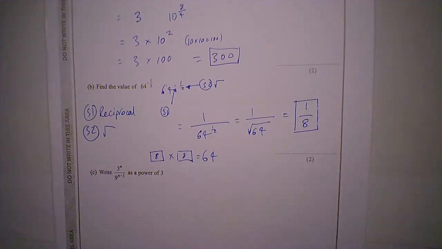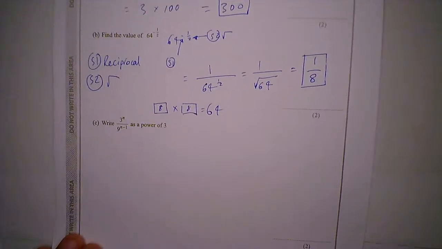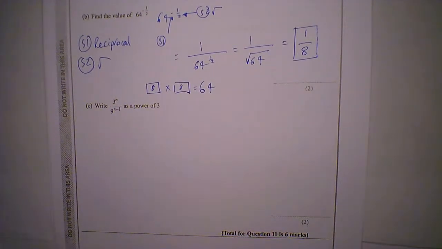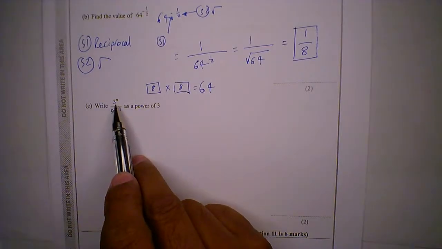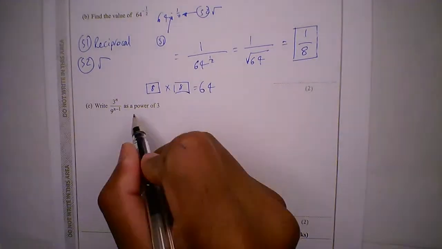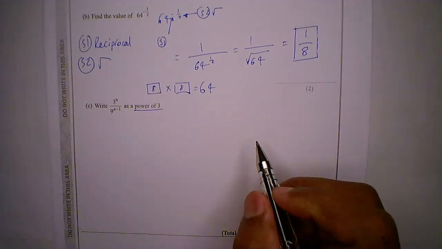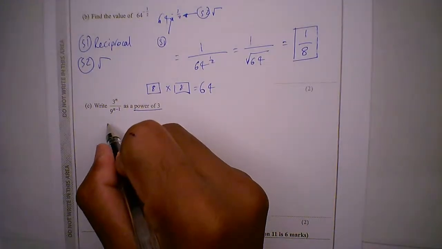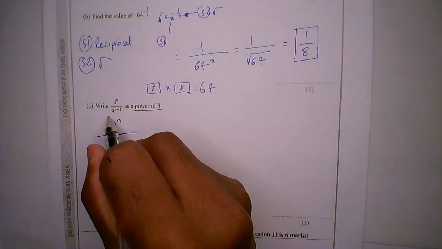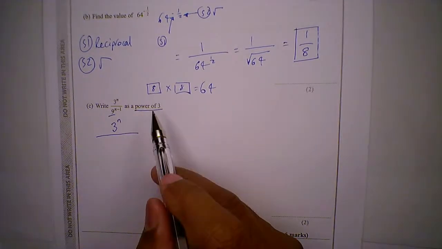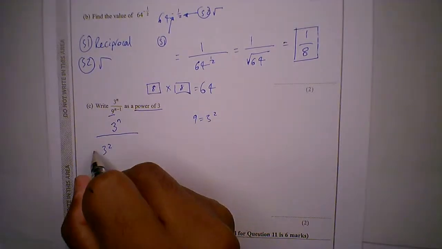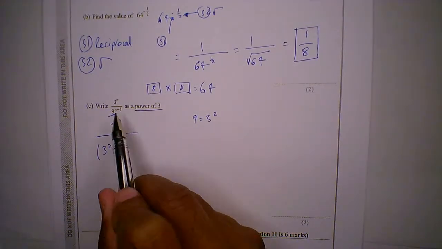Okay, so now the next part is the tricky part, similar to what we did in the last question at the end. Write 3 to the power n over 9 to the power n minus 1 as a power of 3. So the key here is power of 3. So what I'm going to do, I'm going to write the numerator 3 to the power n over, and I'm going to change the 9 in terms of a power of 3. So 9 is 3 squared. So I'm going to put 3 squared here in brackets, and it's raised to the power n minus 1.